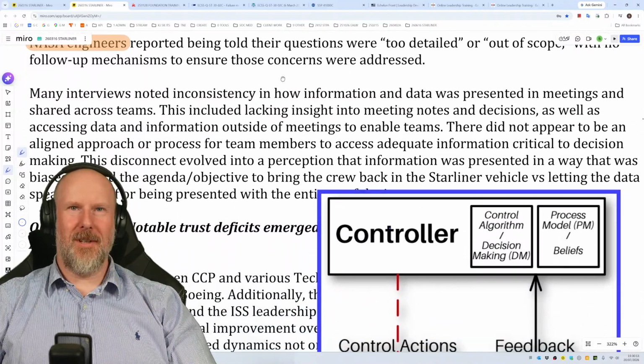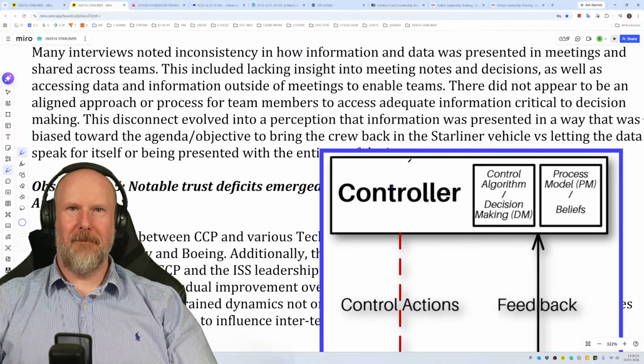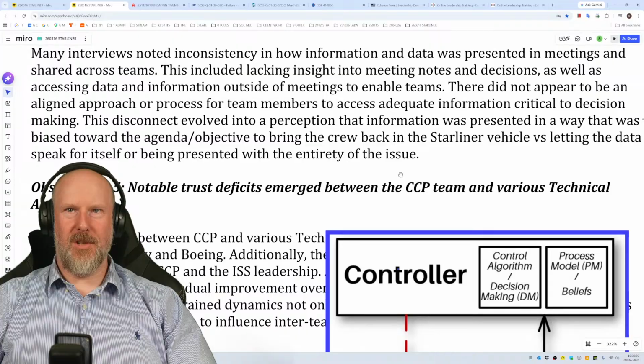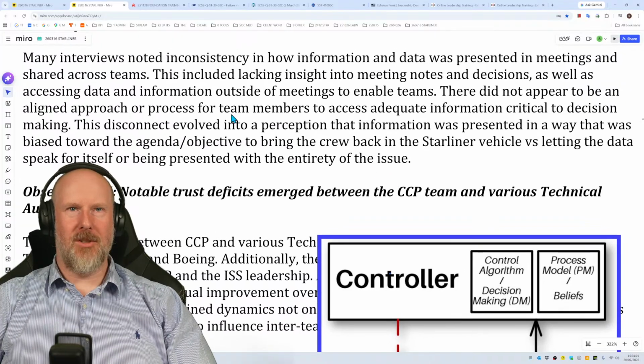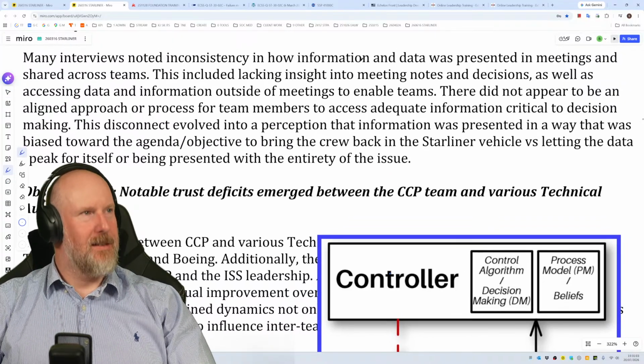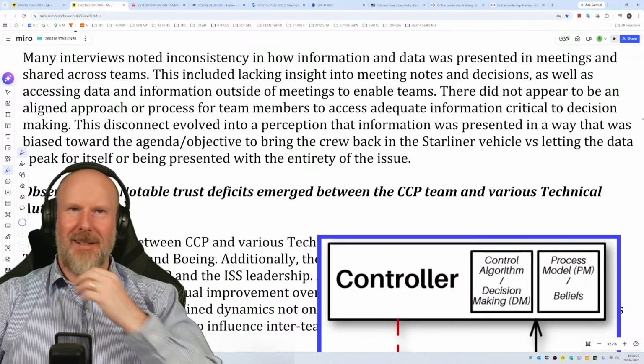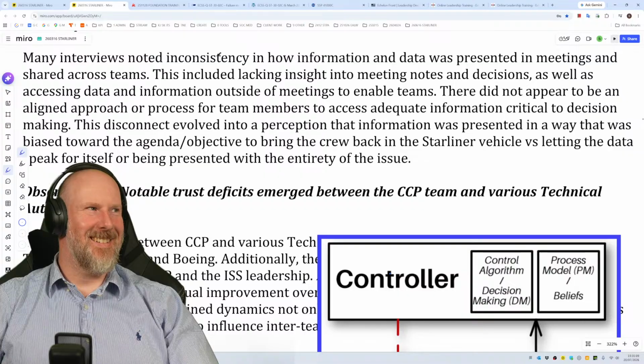Many interviews noted inconsistency in how information and data was presented in meetings and shared across teams. I'm sure that whoever's written this report must have been spying on some of my experience over the years, because this is uncanny.